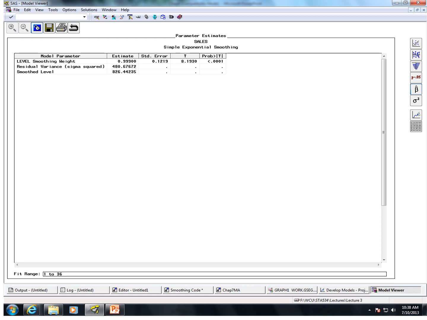Now that smoothing weight is my alpha, and notice that alpha is about as close to 1 as it could get. That should be intuitive to us. It's basically saying that the level is changing dramatically. Man, this level is constantly changing, and so to accommodate that, I need a very large alpha.